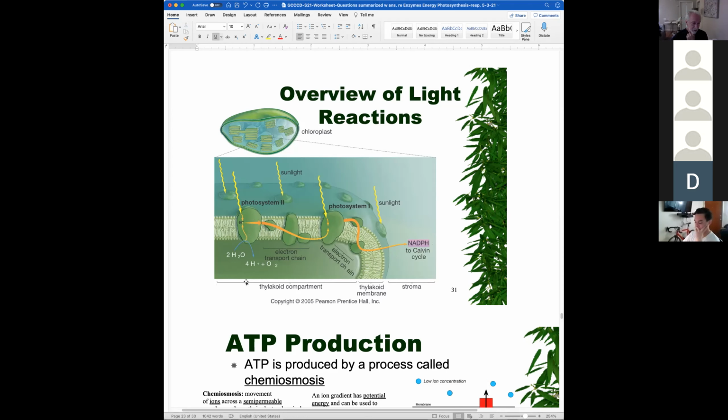So this indicates the thylakoid compartment inside the membrane. This is the membrane, and then outside the thylakoid is the stroma. That's where the Calvin cycle occurs, in the stroma.